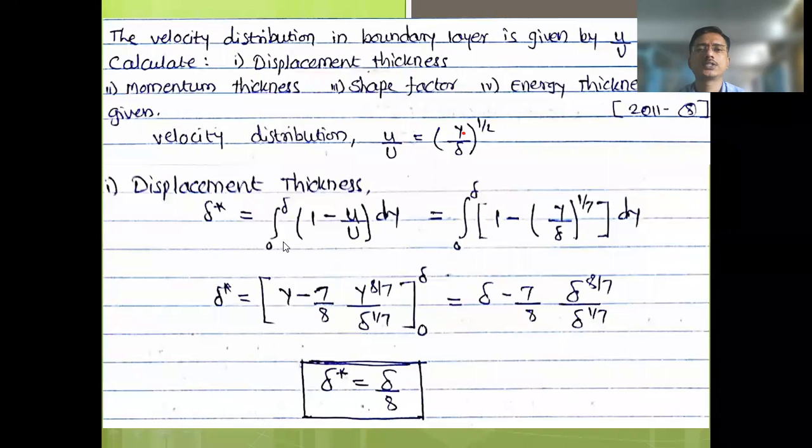Write down: the velocity distribution in the boundary layer is given by small u by capital U is equal to, in brackets, y upon del, raised to 1 by 2. Calculate displacement thickness, momentum thickness, energy thickness, and shape factor. This question was asked in 2011 for 8 marks.